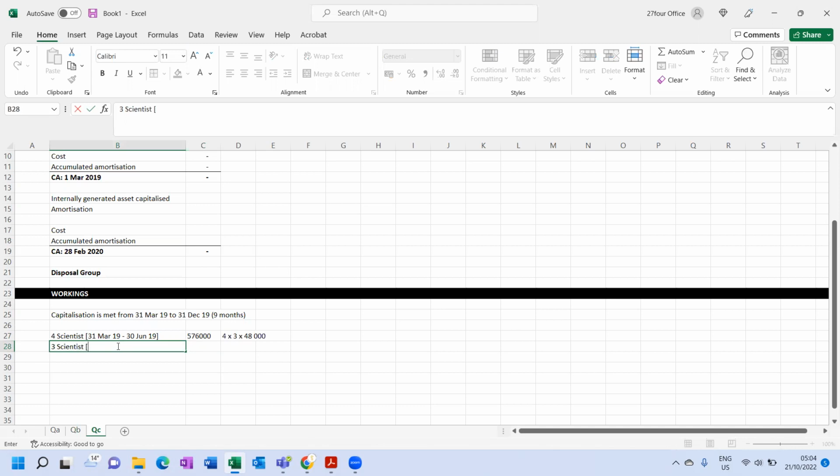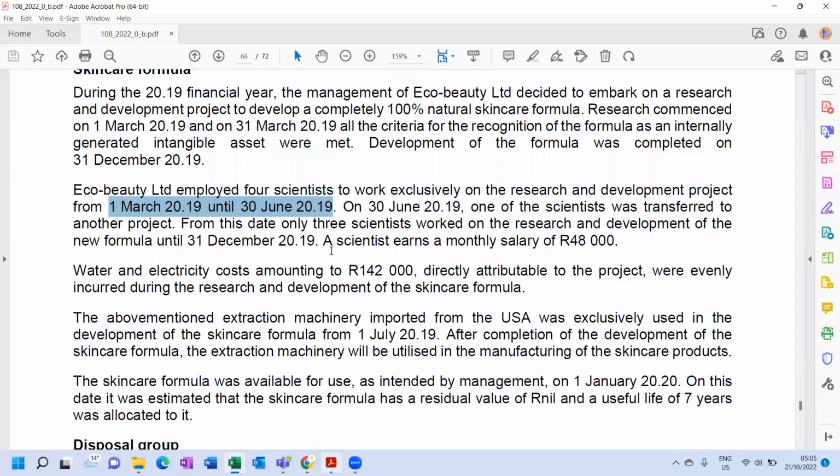Then we had 3 scientists, and they were there from 30 June 19 right up until the end, 31 December 19. So that is going to be 3 scientists times 6 months, because we don't count June, which is the end of June. We count from 1st July up until 31 December, which is 6 months, and the cost is still 48,000 Rand. So it's equal to 3 times 6 times 48. Then the last thing we will do is this over here, water and electricity.